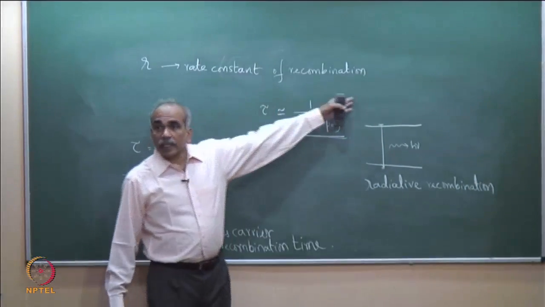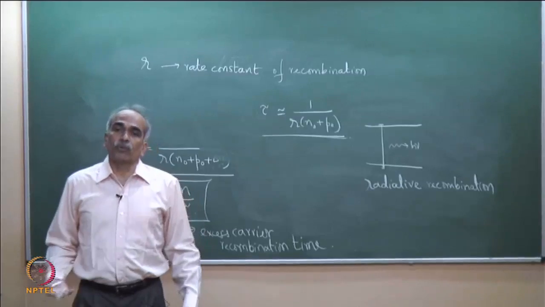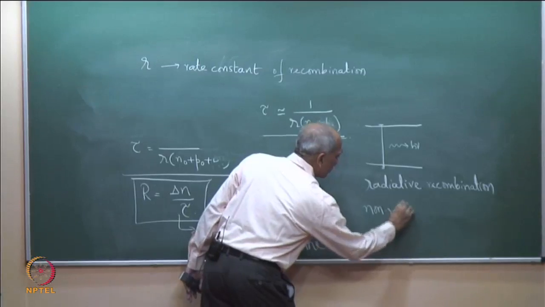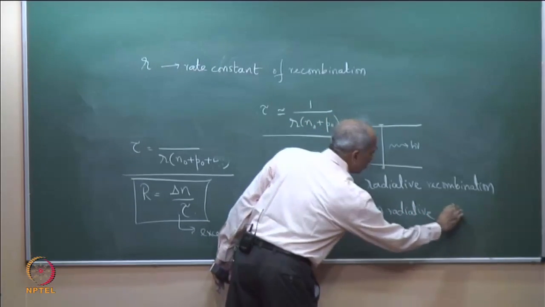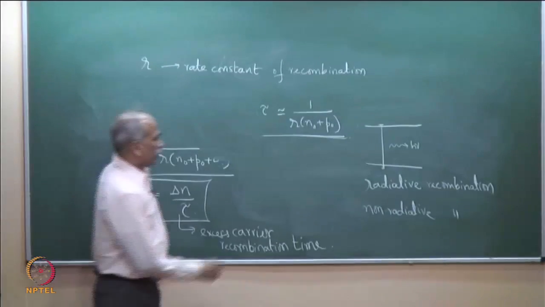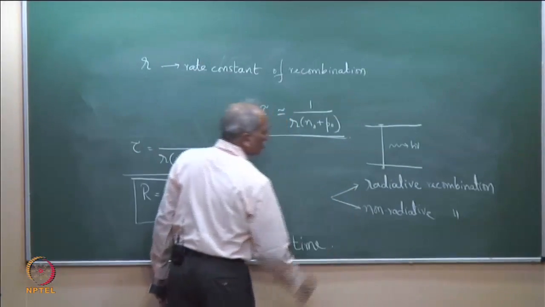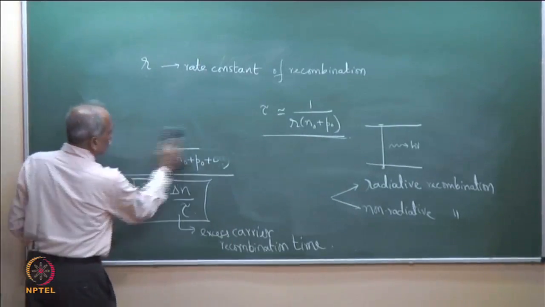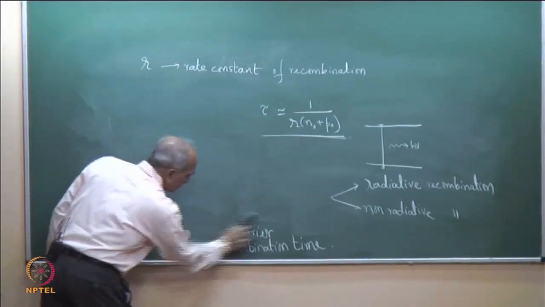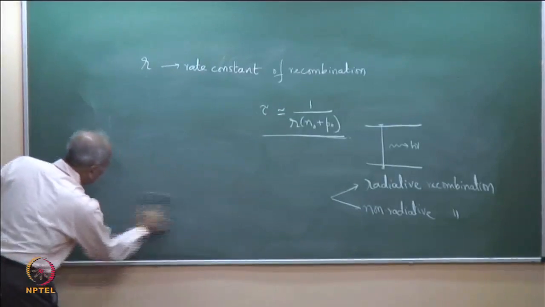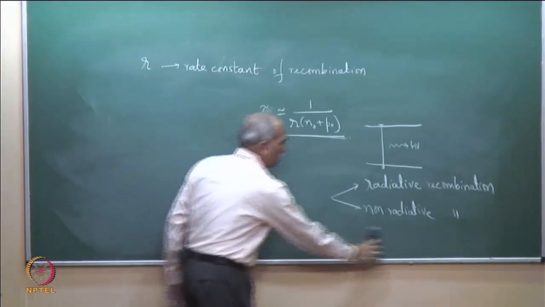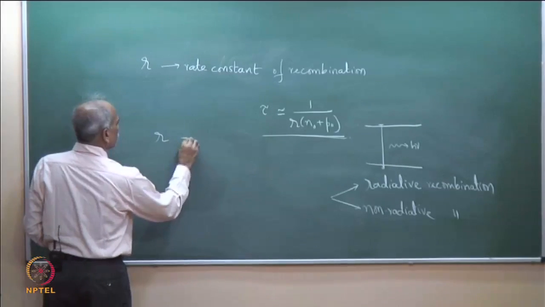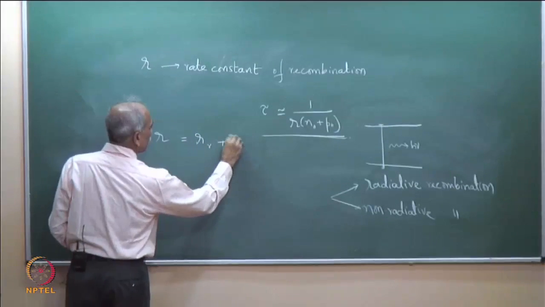Or the electron may make a recombination without the emission of any photon, and in that case it is called non-radiative recombination. So, the recombinations have a radiative part and a non-radiative part. Accordingly, the total recombinations will have a radiative part and non-radiative part, and we have R is equal to RR plus RNR.